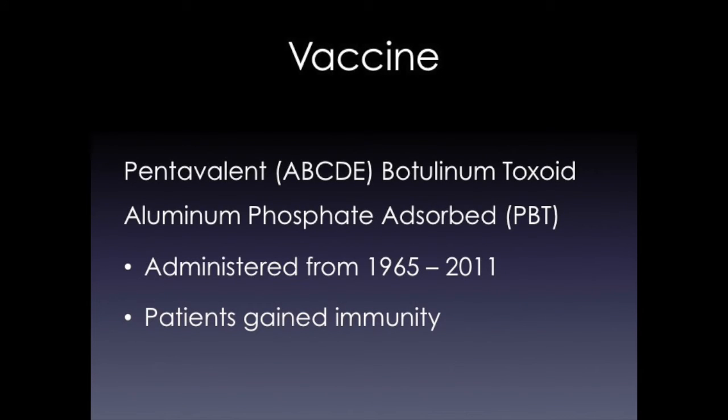For over 45 years, there was a vaccine given to a select group of people for testing. The pentavalent A, B, C, D, and E botulinum toxoid aluminum phosphate adsorbed, or PBT, was an investigational vaccine that was given to workers who had occupational exposure to botulinum toxins.